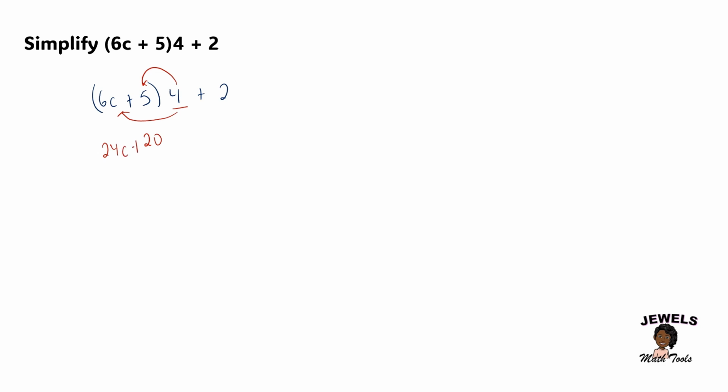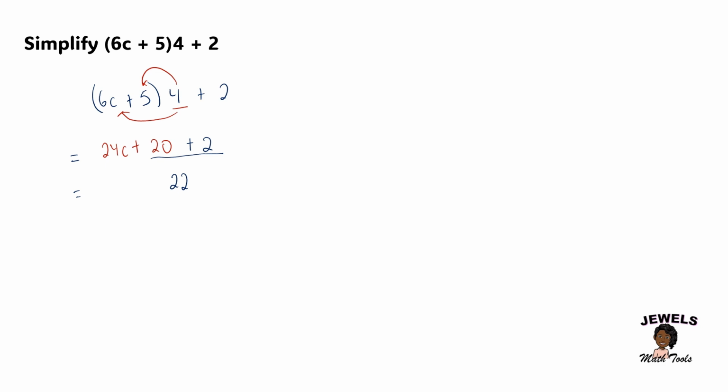We're going to put back our addition sign and put back our plus 2. And now that we have simplified our parentheses, we are now going to collect our like terms, which is 20 and 2, since they are both constants. And we will add these two together. So 20 plus 2 will equal 22.